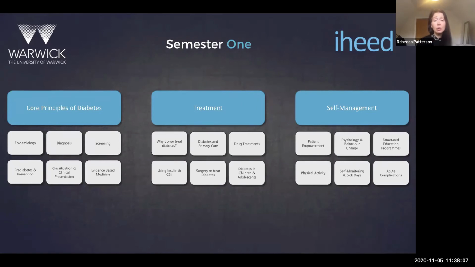In the treatments, we also look at, in extreme circumstances, bariatric surgery. We have associated with the program in the University of Warwick a bariatric surgeon who is the head of the United Kingdom Obesity Society. And we also look at diabetes in children and adolescents in the second module.